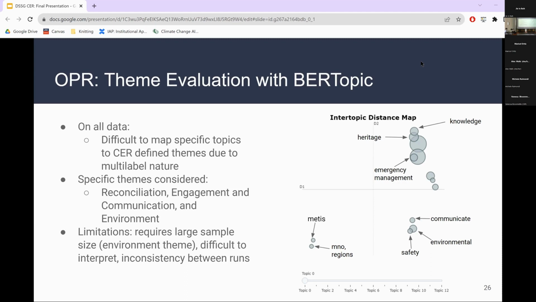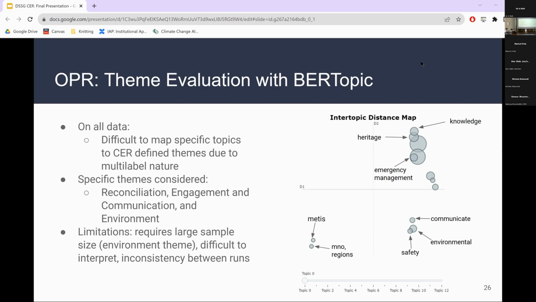We then looked at specific themes. The way we did this is by just taking the subset of documents that had been labeled by CER with that theme. We looked at reconciliation, engagement and communication, and environment. And you can see on the screen here the intertopic distance map for the reconciliation theme. This shows the general size of our different topics and their relatedness by how close together they are.